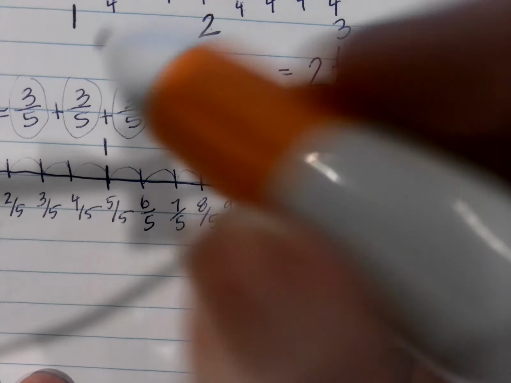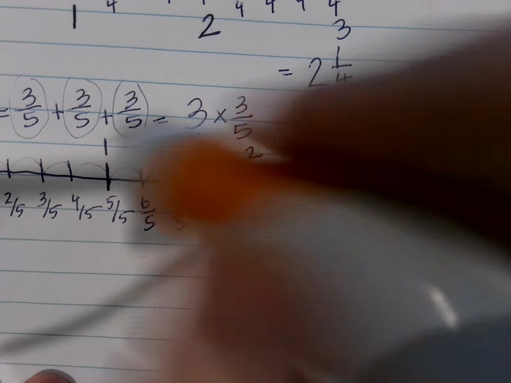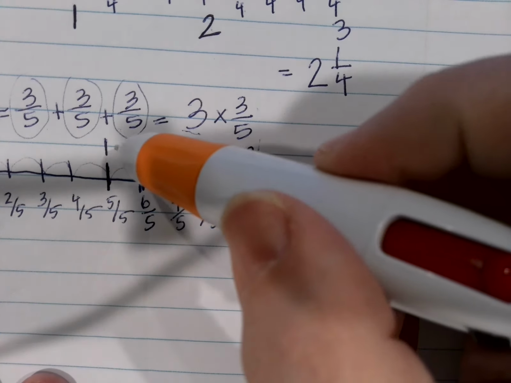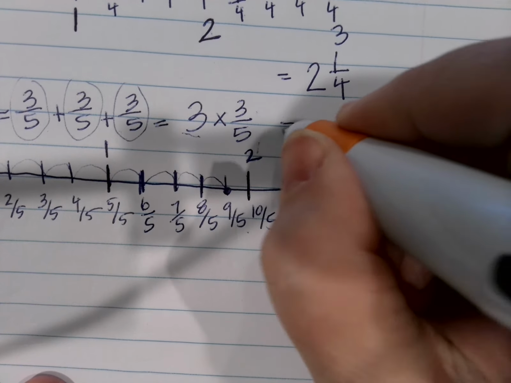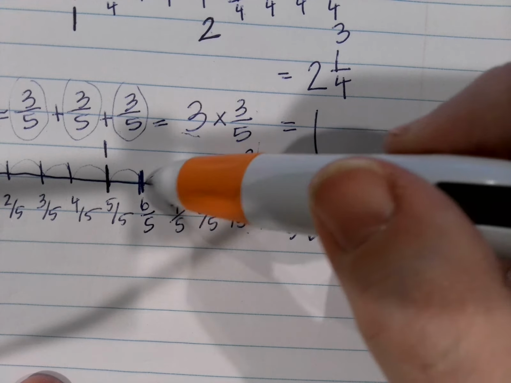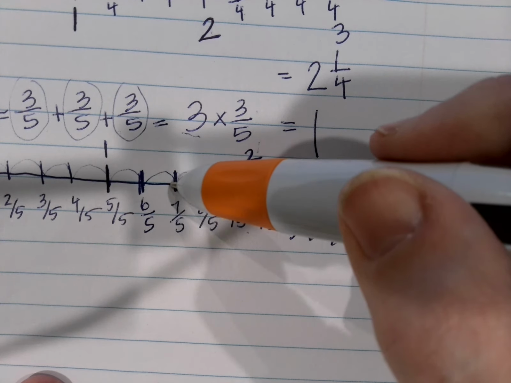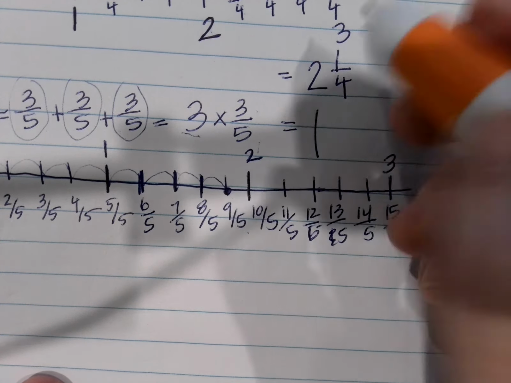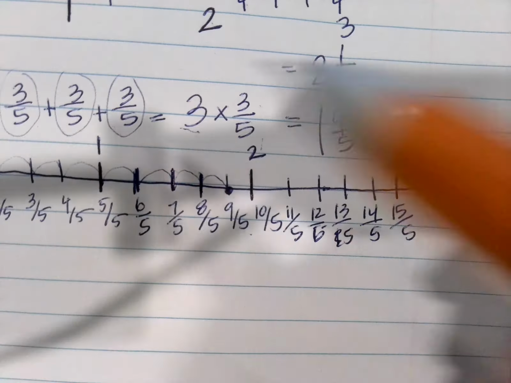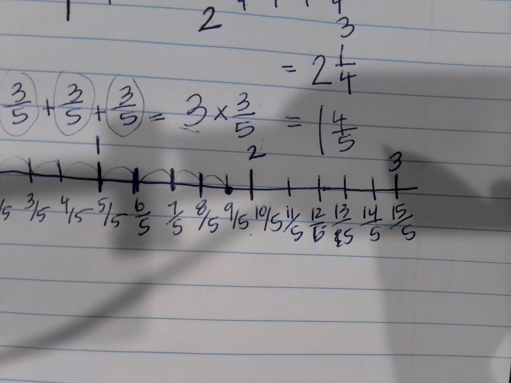Okay, so now we're looking at the spaces between here and here, the intervals. So we know we have one whole, because it's past the 1, but not quite to the 2. Then we need to count how many intervals there are until we get to 9/5. 1, 2, 3, 4. So it's 1 4/5 is the same as 9/5, which is the same as 3 times 3/5. Woo, that's a mouthful.